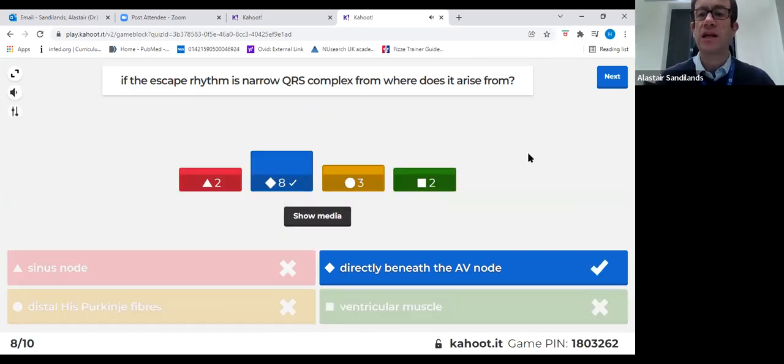Yes, so it's directly from beneath the AV node. So it's just below the AV node, as in sinus rhythm. The AV node doesn't work, so just below the AV node is the escape rhythm. So the beat that occurs very slowly occurs directly beneath the AV node if it's a narrow complex. This is where we need to know, when we're going through our algorithm, what's narrow and what's broad.